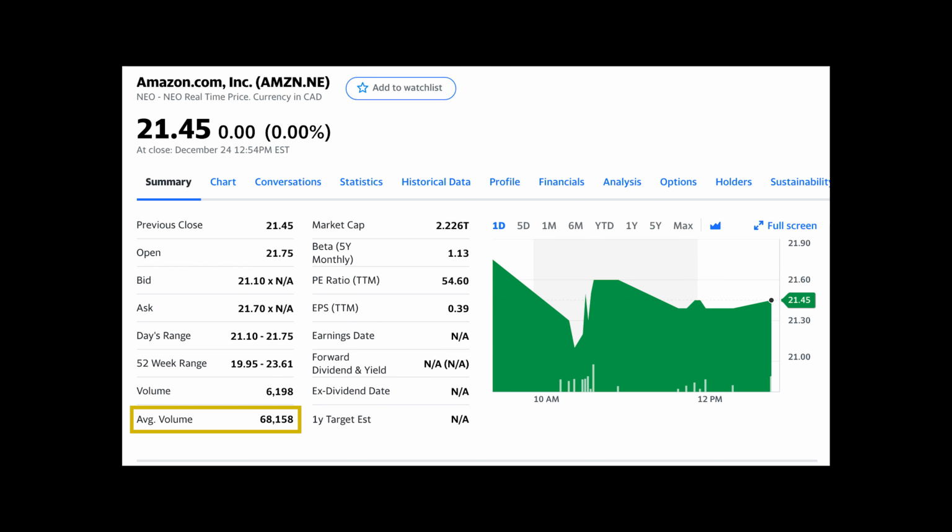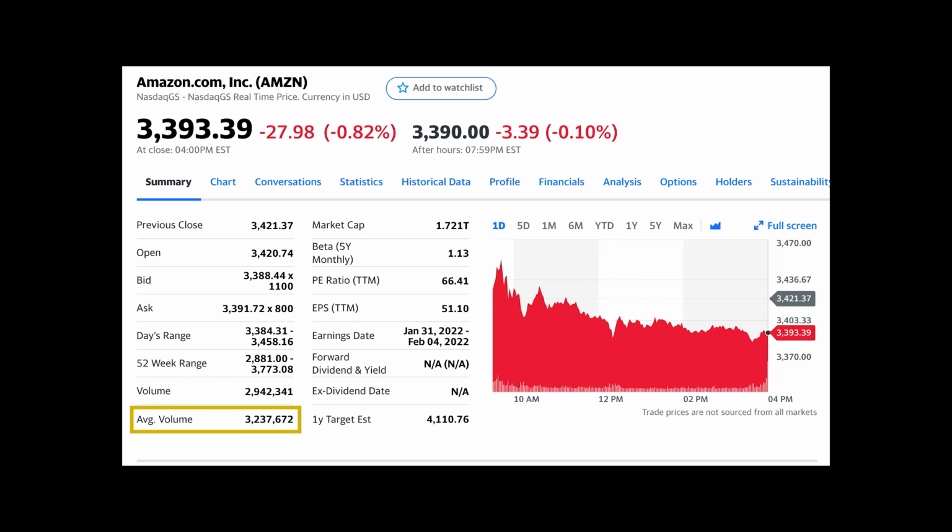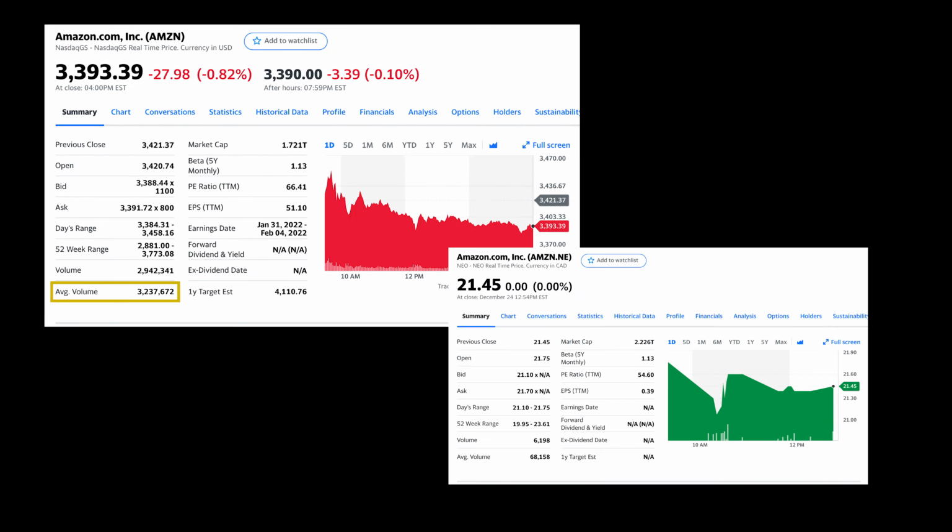Another con about CDRs is that they're less liquid than the stock that they're representing. So if you look at the volume of CDRs versus the volume of the actual underlying stock, you'll see a huge disparity. And I think right now there aren't many Canadian investors who are aware of what CDRs are. Their popularity could increase over time, but I think the underlying stock will always have more volume.